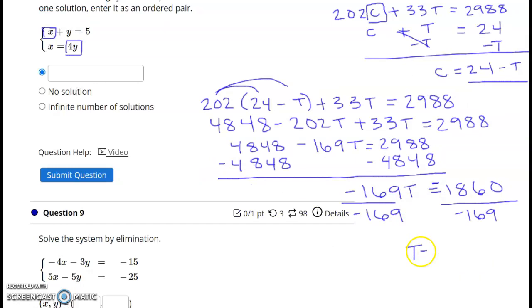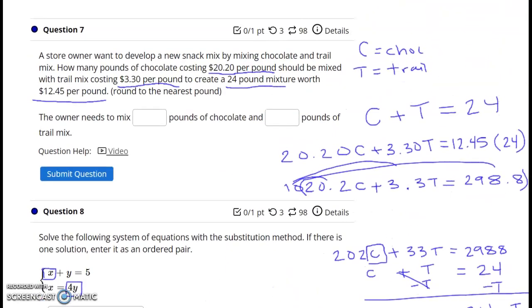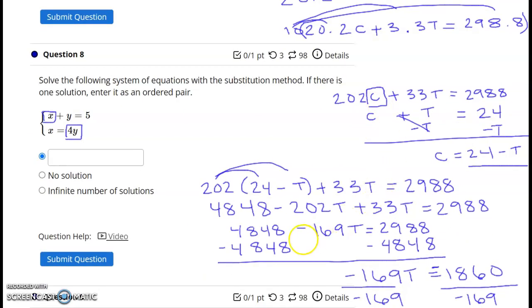Okay, now that gives us 11.006. Oops. Now that gives me a little bit of a red flag because it's not a whole number, and oftentimes on these word problems it will be. However, I went and looked back at the original problem. Notice it says round to the nearest pound. So that makes me think, let's look through the work. I think it looks good.